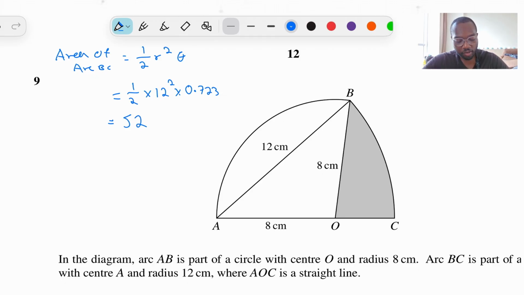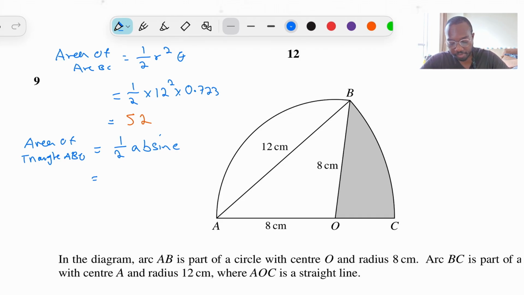So now it works out the area of the arc, and let me just write in a different color so we can see it differently. So now the area of the arc is 52. Well, let's look at the area of the triangle ABO. Now the area of the triangle ABO, well, we can use the fact that we can use a half ab sine C to look at the area of that. And we have the included angle because we worked that out in the previous question.